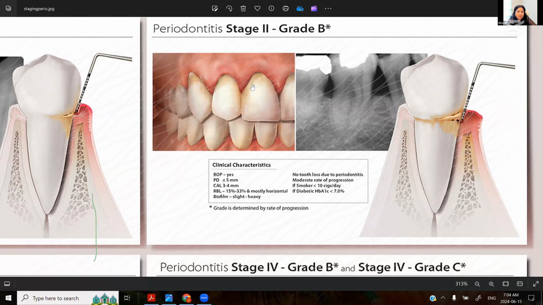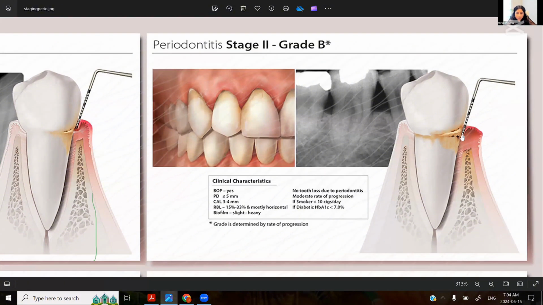So bleeding on probing clinically, yes. Probing depth would be 5 mm or more. Attachment loss is 3 to 4 mm. Bone loss is horizontal only. Furcation is still not involved. And 15 to 33% you would say, because it's not also the initial coronal third. It has gone deeper into the coronal third, but still not reached the middle of the root. And the stage grade would be B when the smoking and diabetes is less than 10 cigarettes and less than 7% HbA1c.